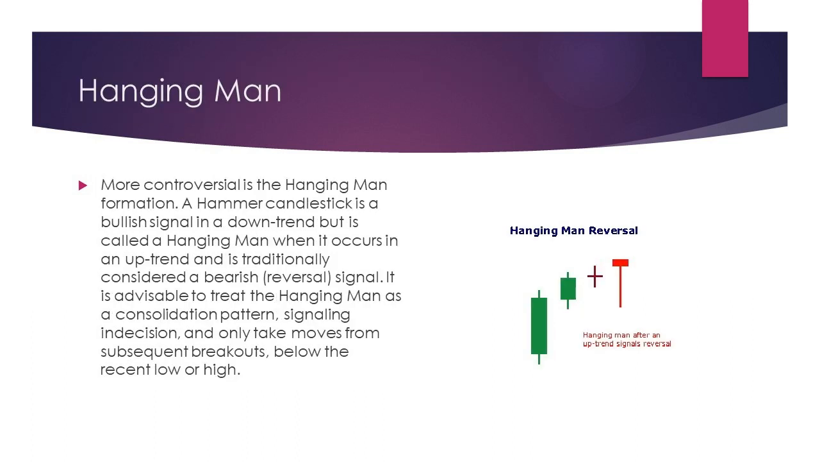Hanging Man. The hanging man pattern is a single candle formation found at the top of an uptrend. More controversial is the hanging man formation. A hammer candlestick is a bullish signal in a downtrend but is called a hanging man when it occurs in an uptrend and is traditionally considered a bearish reversal signal. It is advisable to treat the hanging man as a consolidation pattern, signaling indecision, and only take moves from subsequent breakouts below the recent low or high.